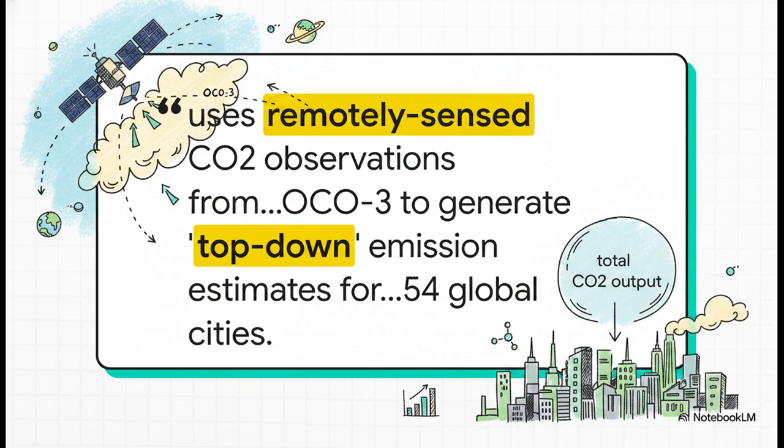They can use the data from OCO3 to calculate emission estimates for dozens of cities all around the world. I mean, think about that. From space, we can basically take the pulse of an entire city's CO2 output. It's a fantastic way to double-check what's being reported from the ground.